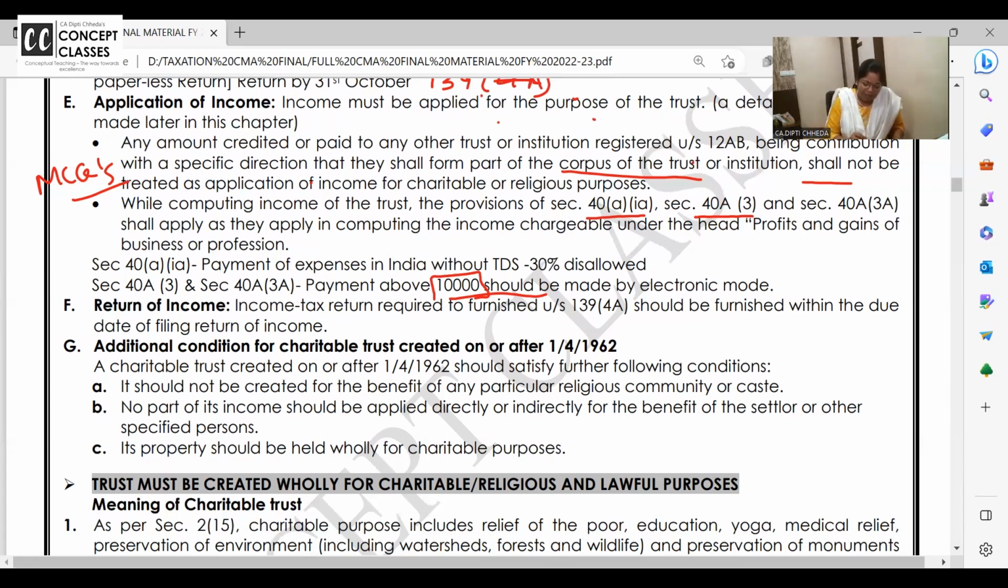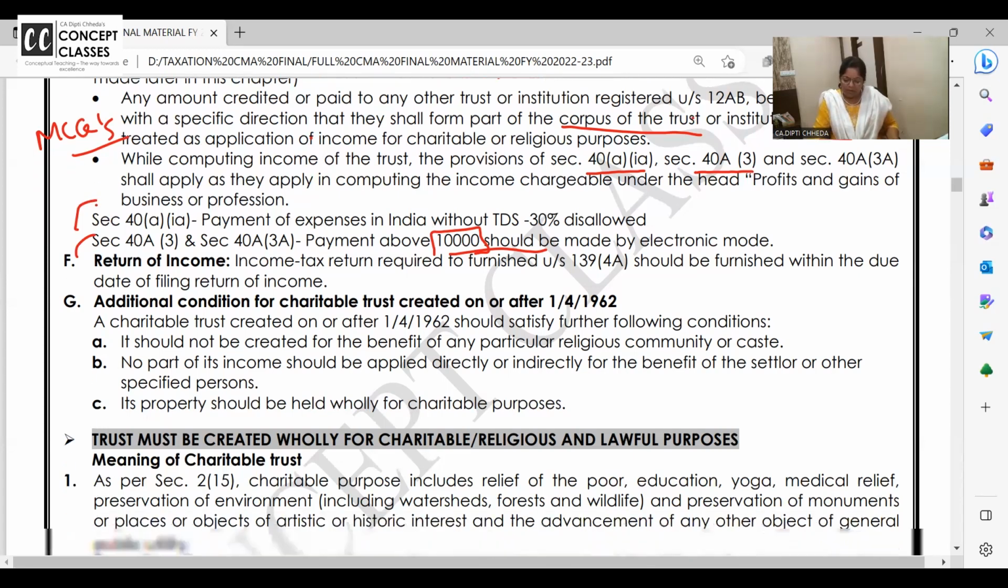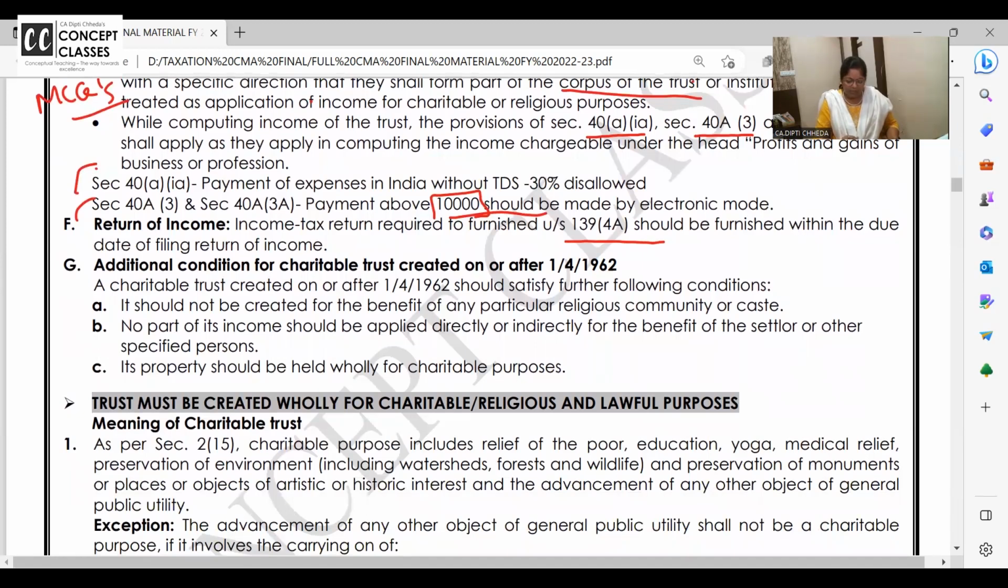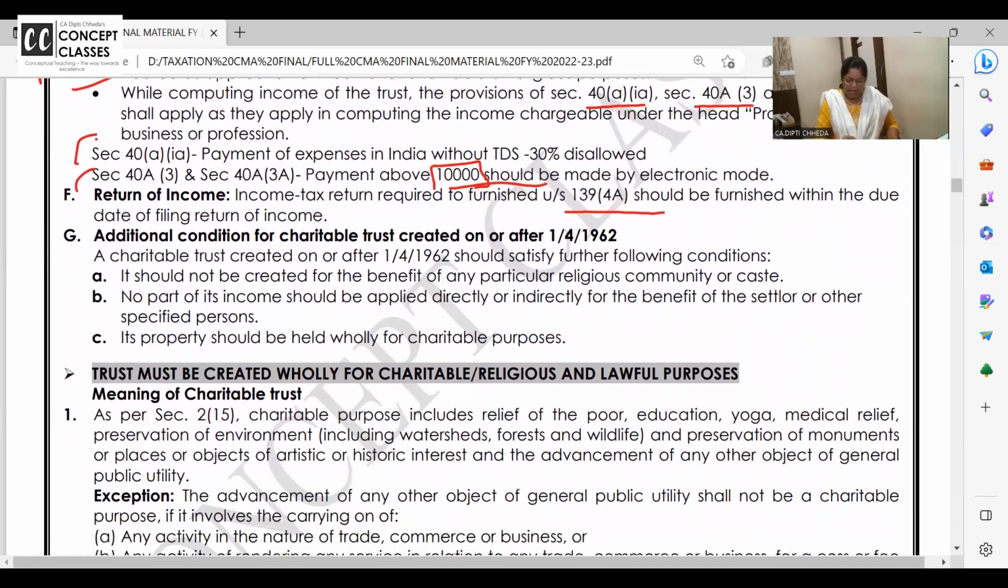So these are business head provisions. They are applicable to trust also. I told you, no, trust is also doing business. They will maintain separate books of accounts for their business activity. Return of income is to be furnished under 139(4A), and trust created after should satisfy further conditions.